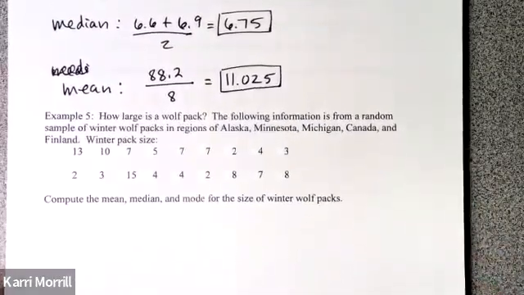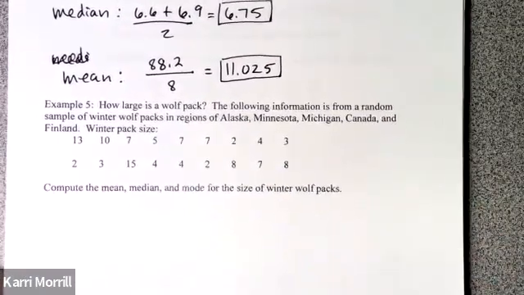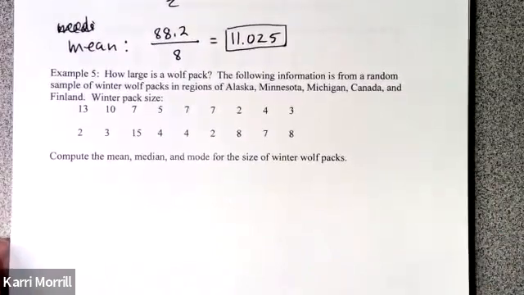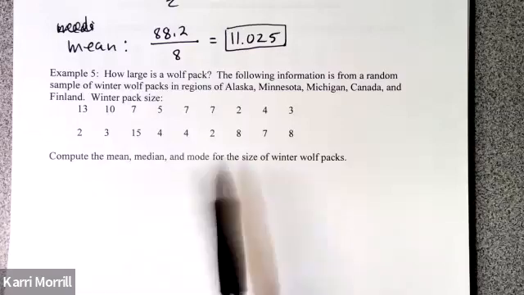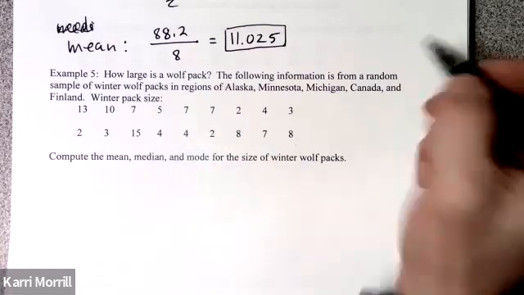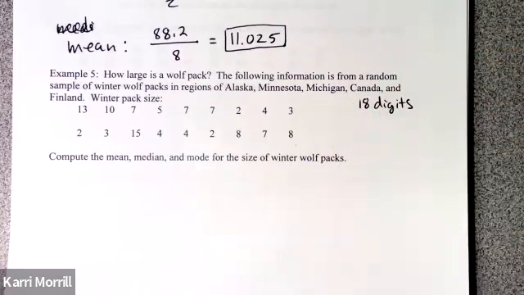Example 5: How large is a wolf pack? The following information is from a random sample of winter wolf packs in regions of Alaska, Minnesota, Michigan, Canada, and Finland. Winter pack sizes are below. So we have all of these data values. There's 1, 2, 3, 4, 5, 6, 7, 8, 9, so there would be 18 digits in the set of data.